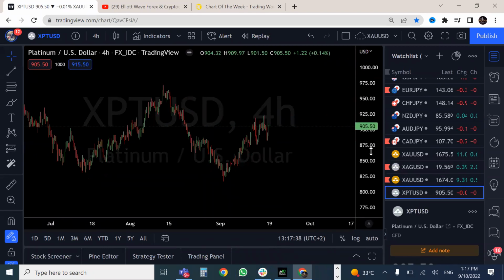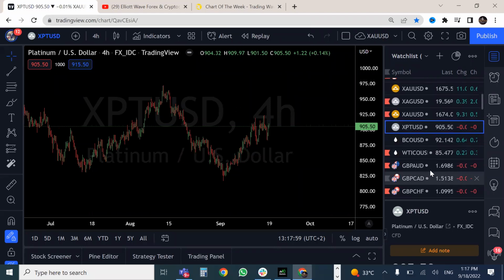Platinum. Platinum as well has made what looks like an impulsive move to the upside, but is that the reversal or just a corrective move? So we've got already a move to the upside. This is a pullback running flat. We'll be looking for this to come around this level before continuation to the downside again. So let's keep an eye on platinum.